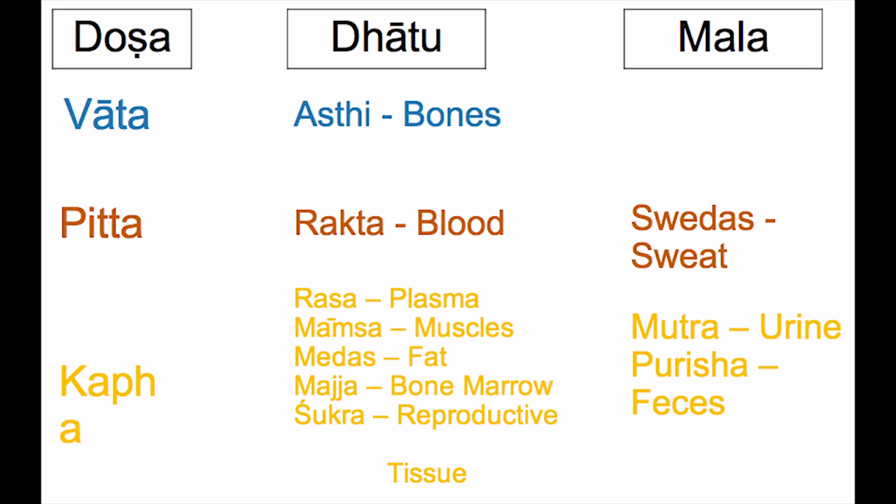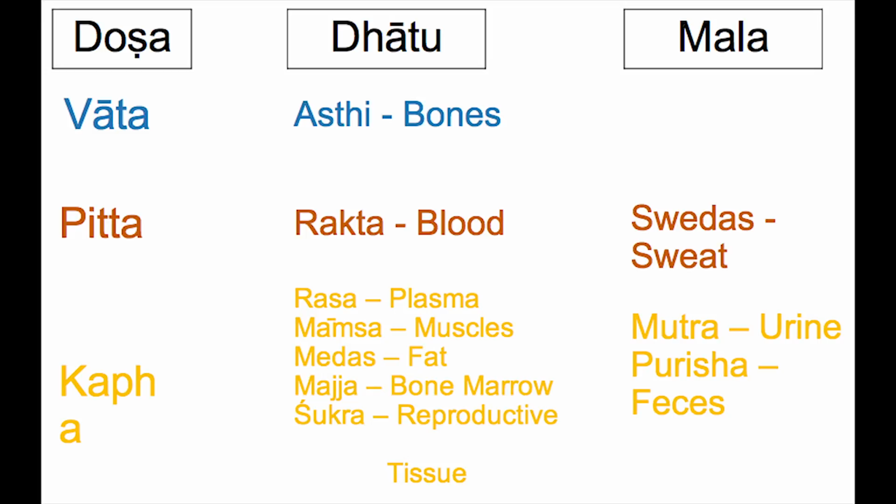So in saying that, regarding the relationship between which dosha and which dhatu, Vata is the dosha associated with the Asti Dhatu. It's situated in the Asti Dhatu because the Asti Dhatu is of a more porous nature. It has more space, so Vata has the ability to move inside of it. The Pitta dosha is located or seated in the Rakta Dhatu or blood, and also in Sweda or sweat.